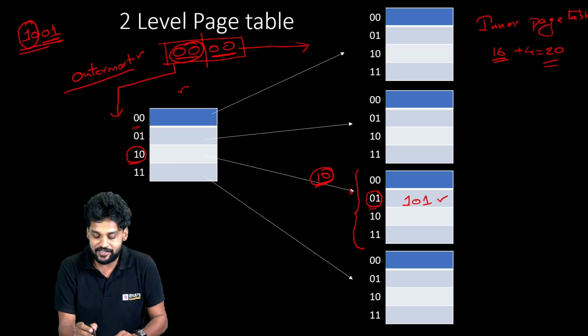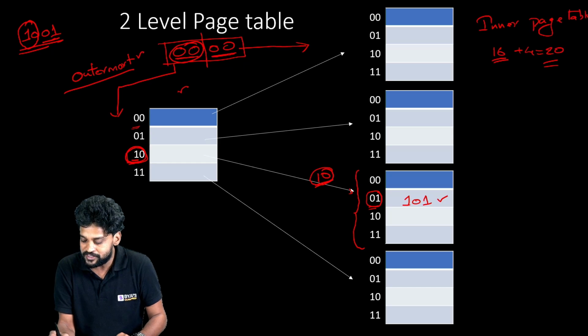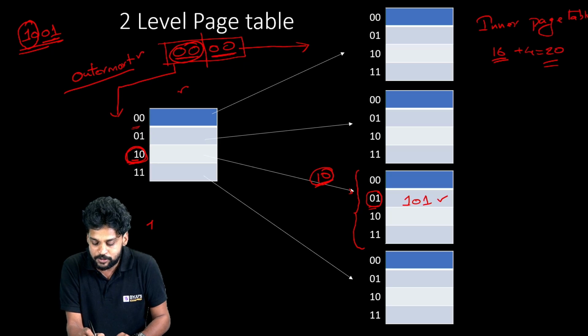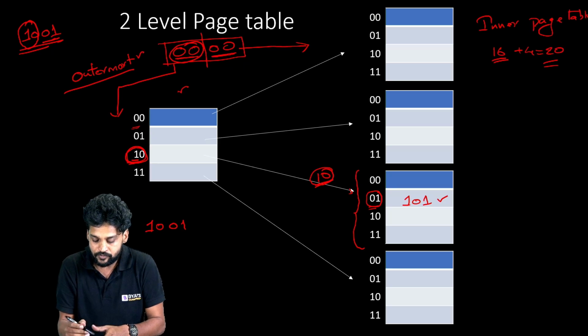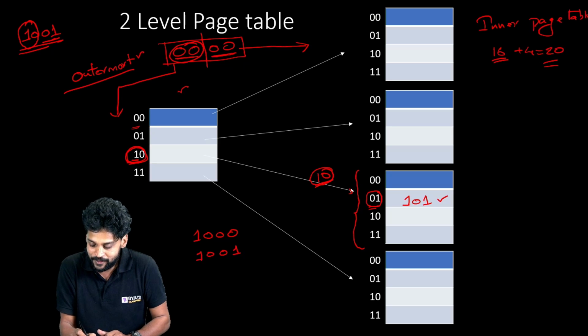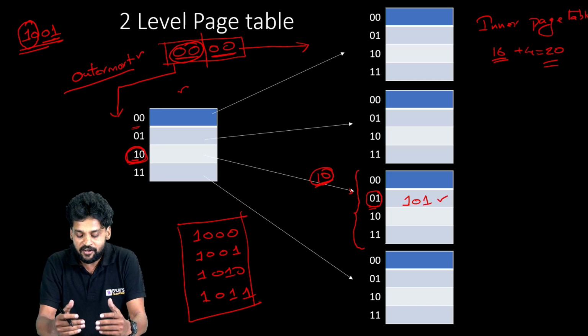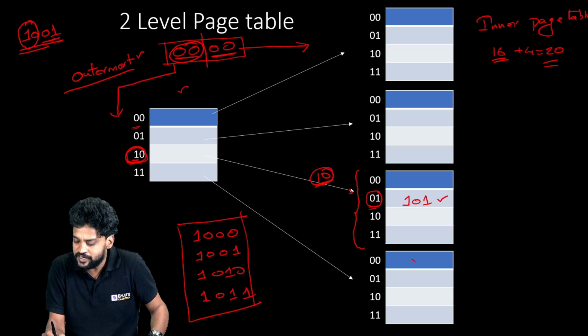For instance, let us see. In the outermost page table, there is a value 10. This 10 will correspond to 1000, 1001, 1010, and 1011. Let us see, none of these pages are available in main memory. If none of these pages are available in main memory, you don't find any entry here.